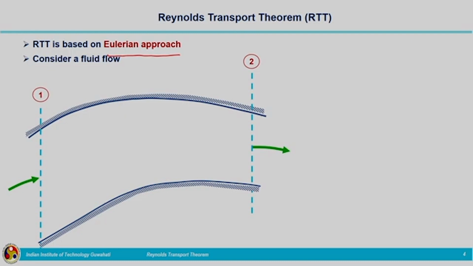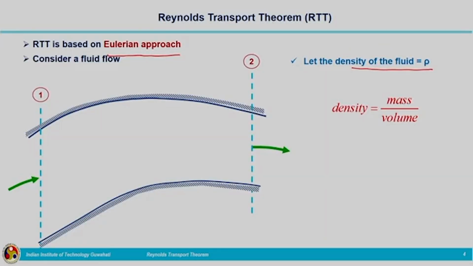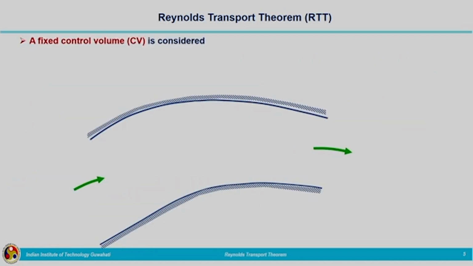Now, within this domain, we are going to consider our control volume. As far as the fluid property is concerned, the fluid has a density of rho. We know the relationship between density and mass of the fluid. What is density actually? Density is given by the expression mass divided by volume. So, if we know density and volume, we can calculate the mass of fluid contained within the particular domain. We are going to see a fixed control volume within the flow domain, that is represented by this shaded region. Our control volume is this shaded region.